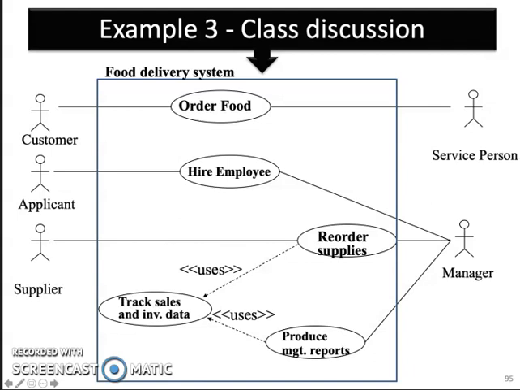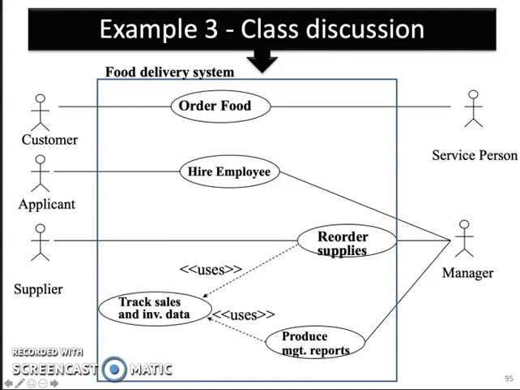So order food is written as the verb and the subject. Hire employee, reorder supplies, produce reports, track sales. It always needs to be written like that, as simply and plainly as possible. And then I just want to bring your attention to this relationship over here.